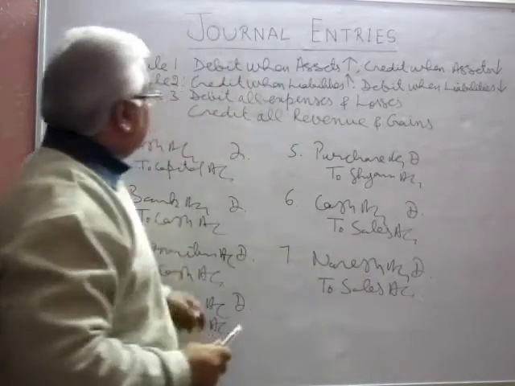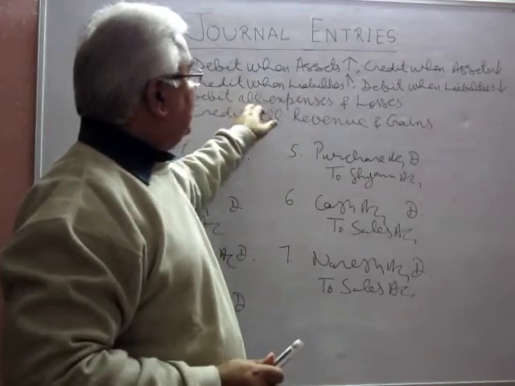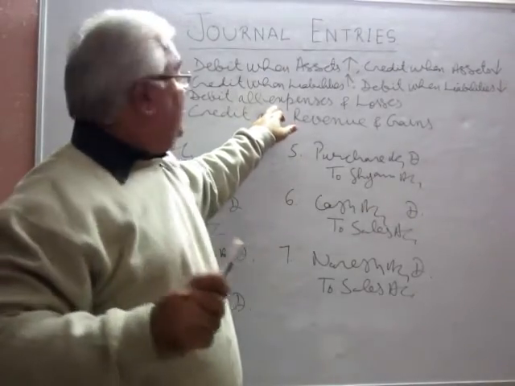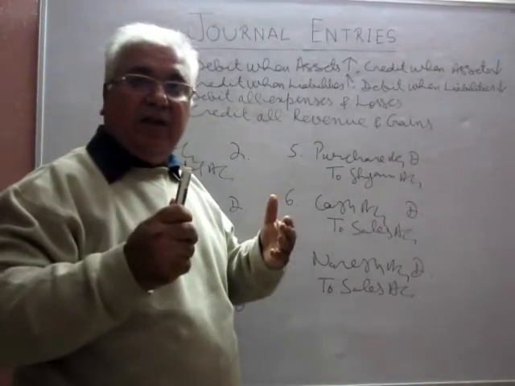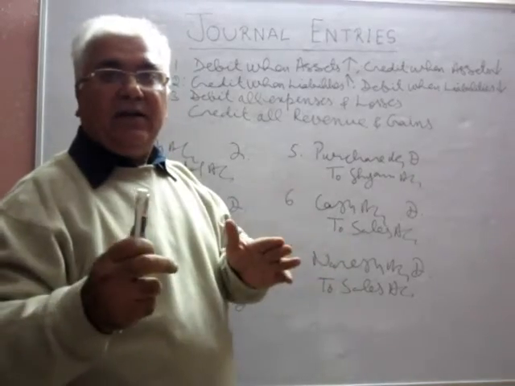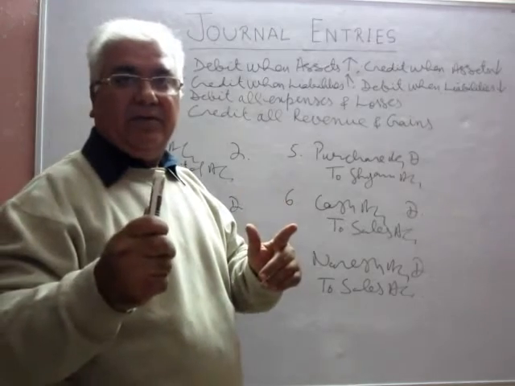Since purchases was an expense, so purchase return should be a reduction of expense account. So the rule for expenses is debit all expenses when they are incurred. Okay. So if expenses reduce, we bought goods. When we bought goods, we debited purchase account. Now we are returning it. Naturally, we should credit the purchase return account.